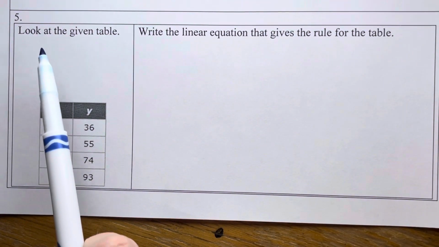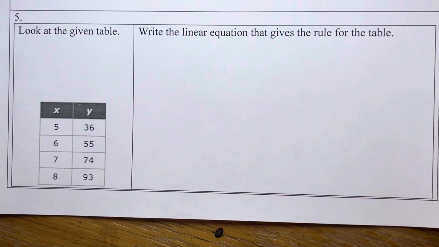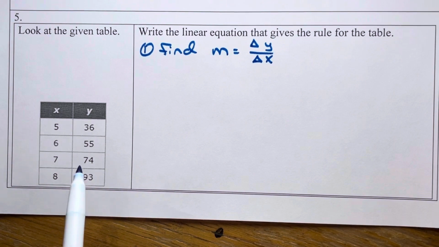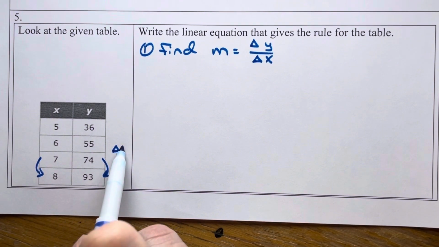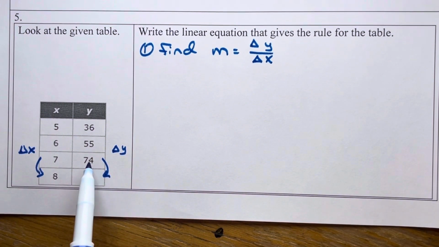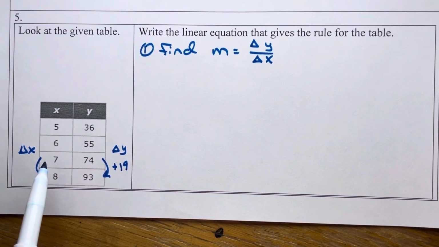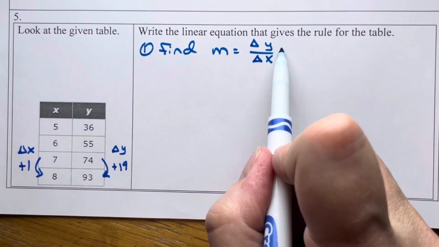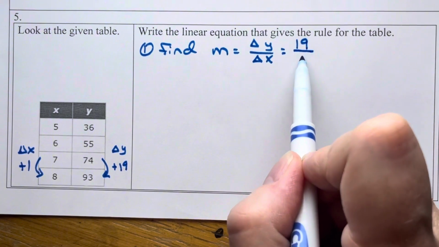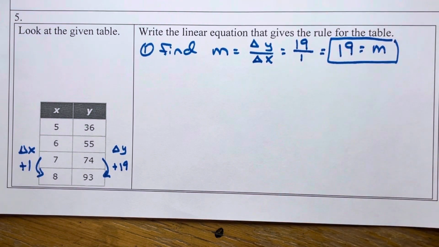Our fifth and final example has us look at the given table and then write the linear equation that gives the rule for the table. We start this process by looking for the slope, and we do that by finding the change in y values divided by the change in x values. So 74 proceeds forward to 93. How did we do that? We added 19. That's quite a bit. And 7 proceeds forward into 8. How do we do that? We added 1. Thus, our slope will be 19 divided by 1, which is just 19. So there's m. There's our slope.